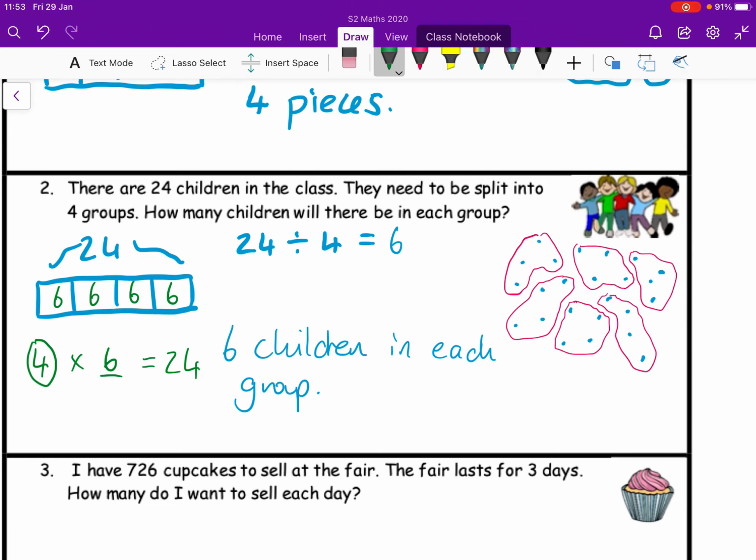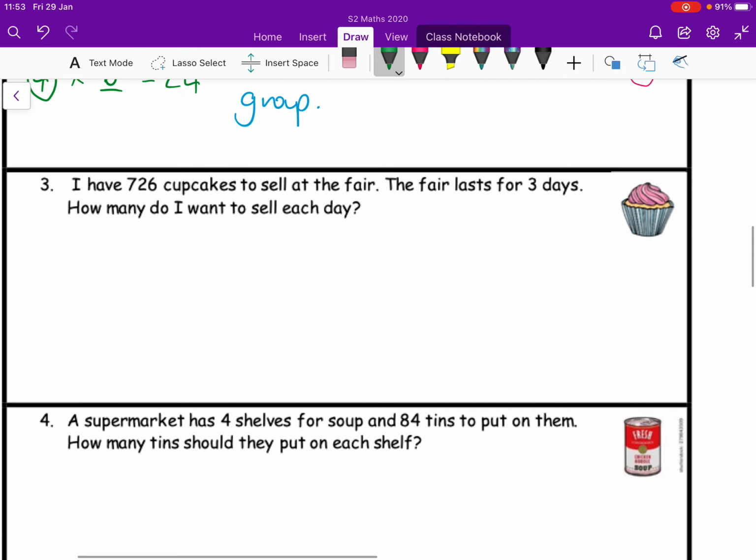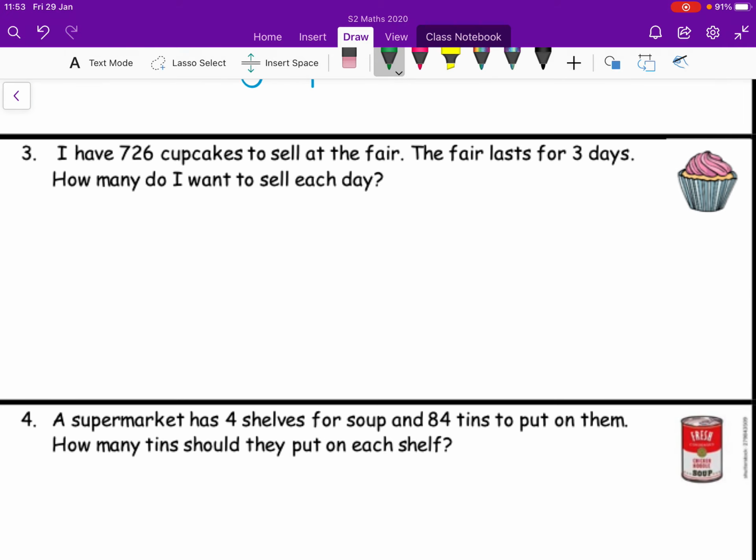Now, if I look at the next problem, I have a bit of an issue here. It says I have 726 cupcakes to sell at the fair. The fair lasts for 3 days. How many do I want to sell each day? Now, I don't know about you guys, but I do not feel like drawing 726 little dots here to help me out. So the little dots give you an idea of actually what division is, what we're actually trying to do. We're trying to share a quantity into equal groups, but I don't want to have to draw 726 of them.